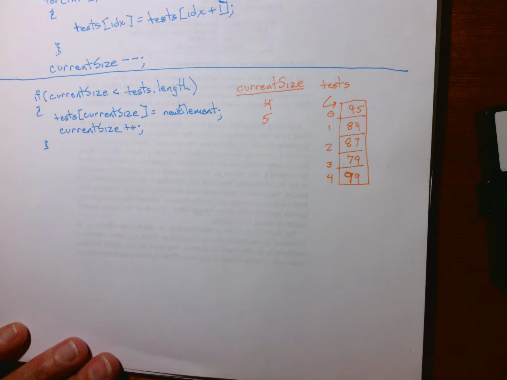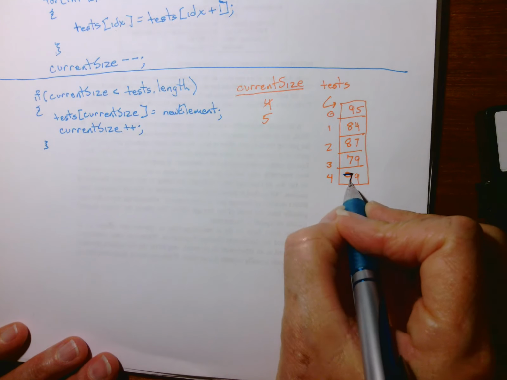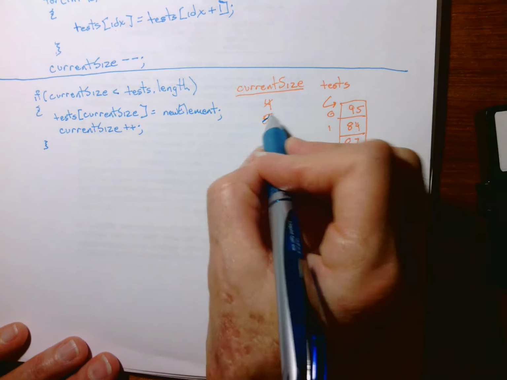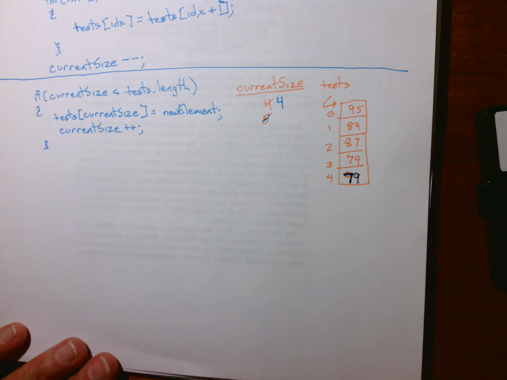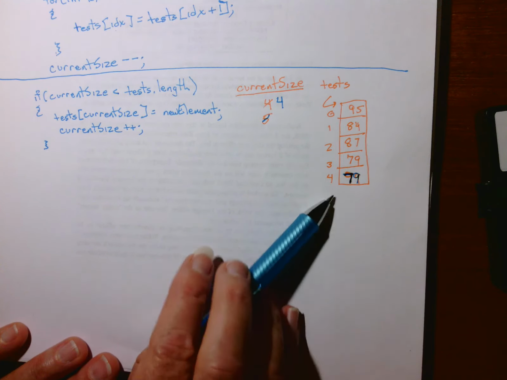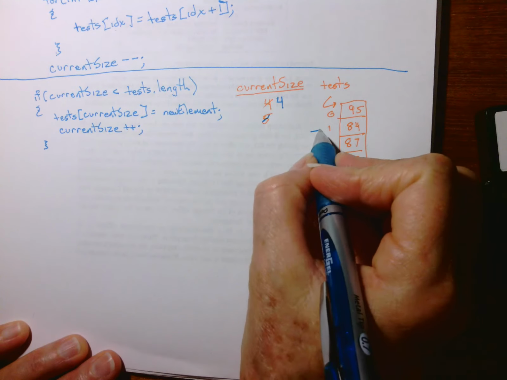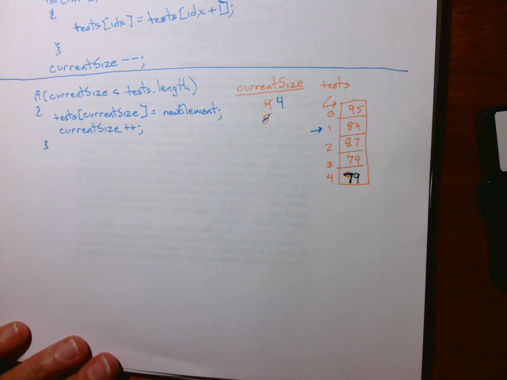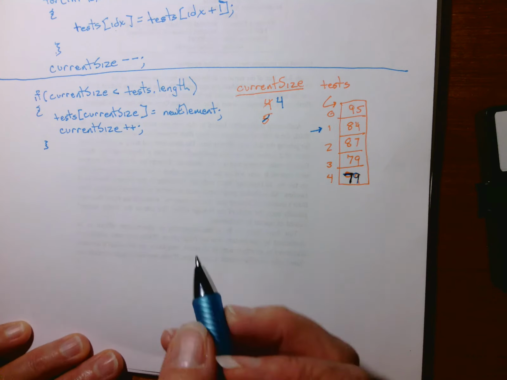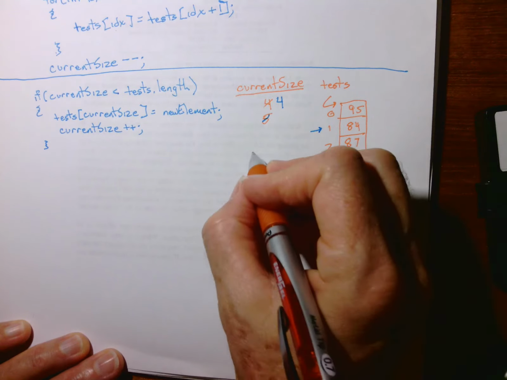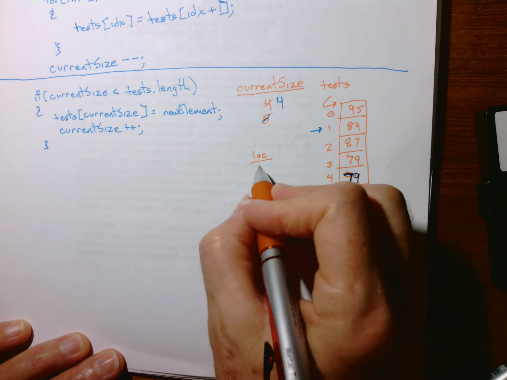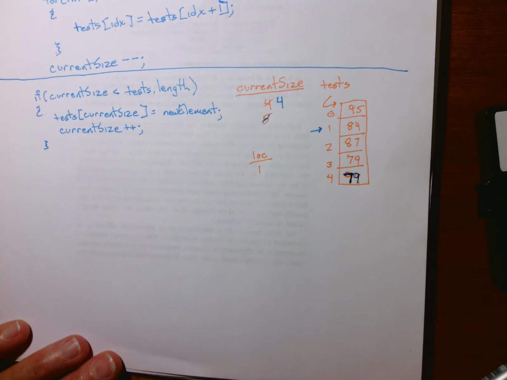Let's assume something a little bit more challenging. Let me roll that back and make that 79, and let's roll this back and make it 4 again. Let's say we wanted to insert that array element somewhere sooner. How about right there? What if we wanted to insert that new element 99 right there at location 1? You should have a variable that tells you where you want to put it. In this case, I'm going to call it LOC and set it equal to 1.